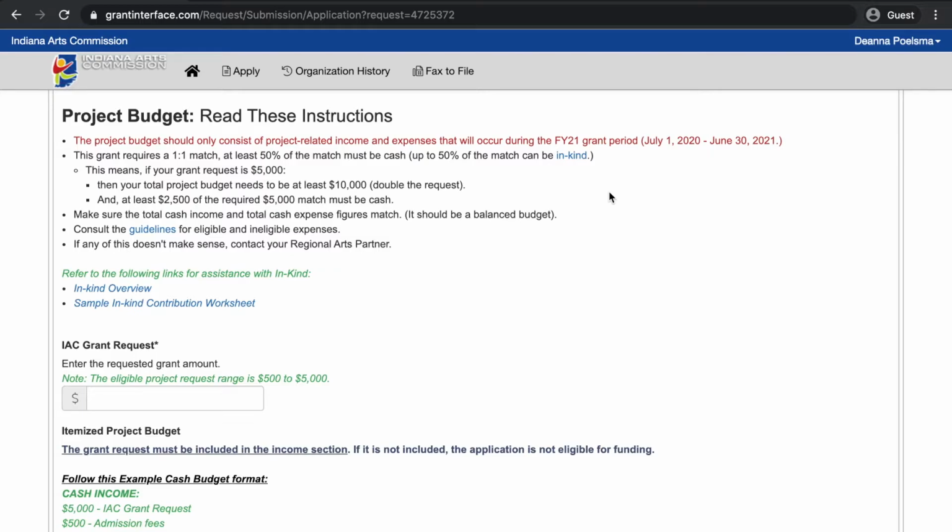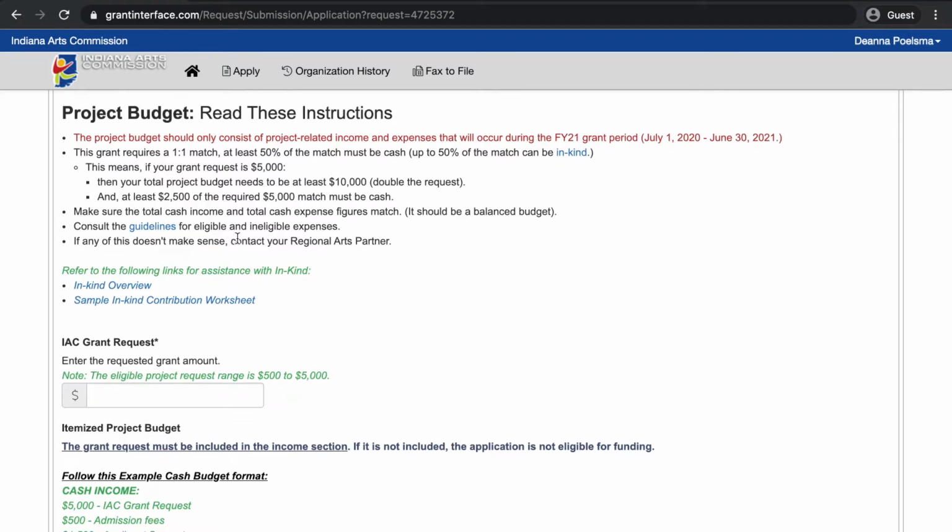Make sure that your total cash income and total cash expense figures match. If they don't, we'll have to follow up. If you are unsure of what is an eligible and ineligible expense, consult the guidelines. A link is provided. And if any of this just doesn't make any sense, pick up the phone and contact your regional arts partner, and they can help walk you through your specific needs.